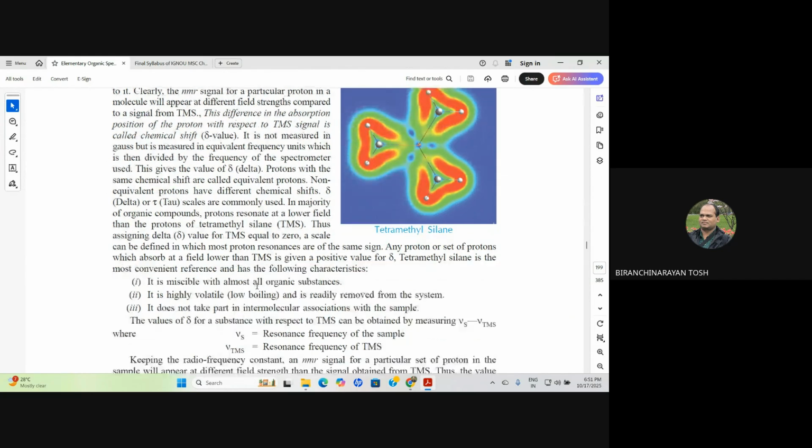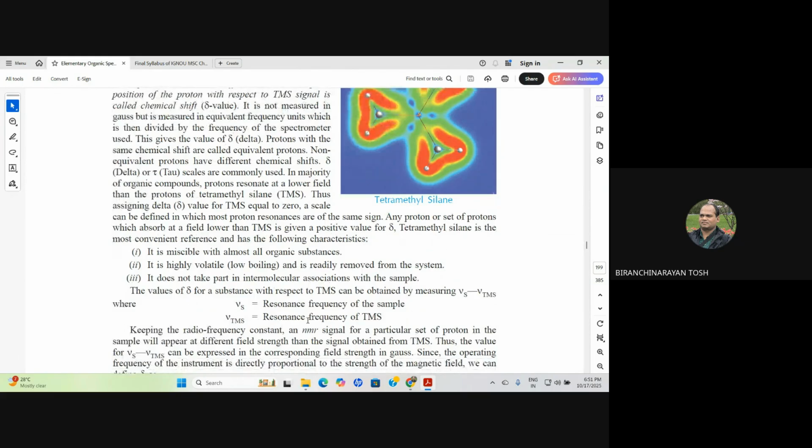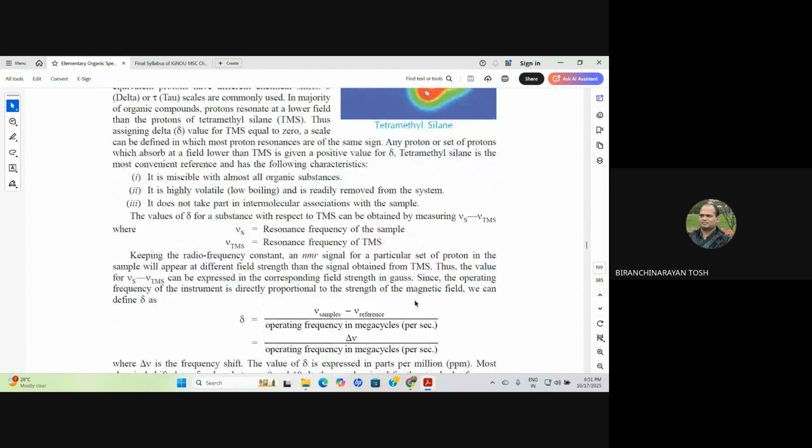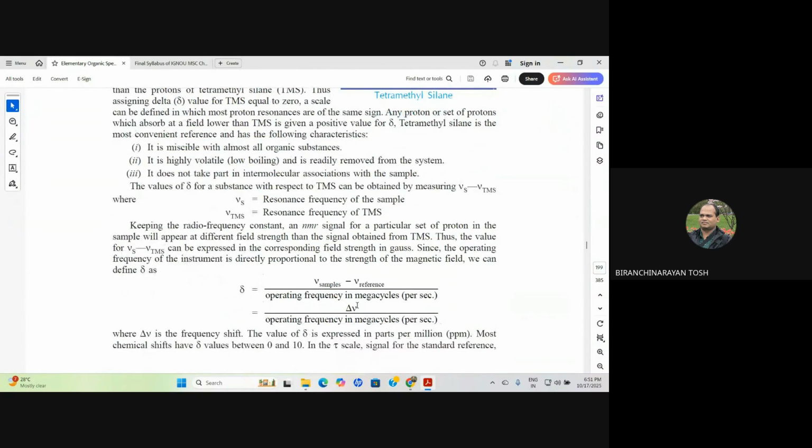You can see here the resonance frequency of the sample and the resonance frequency of TMS. So the value of delta of a substance with respect to TMS can be obtained by measuring the frequency of the sample and that of TMS, divided by the operating frequency in megacycles. So delta is del nu, the difference in frequency, divided by the operating frequency.